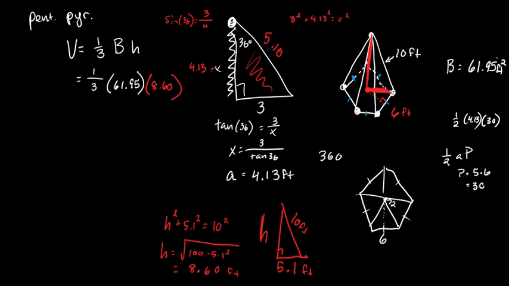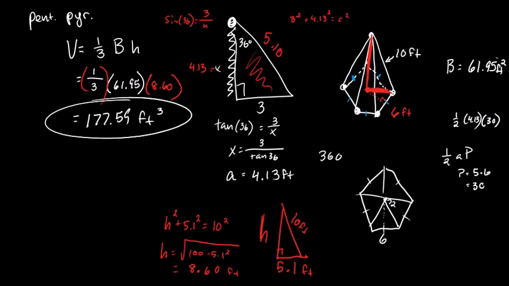This is an obnoxious problem, and I can type in all of these, making sure that it's nice and neat. When I do that, 1/3 times 61.95 times 8.6 should come out to 177.59 feet cubed. This is as bad as it can get.